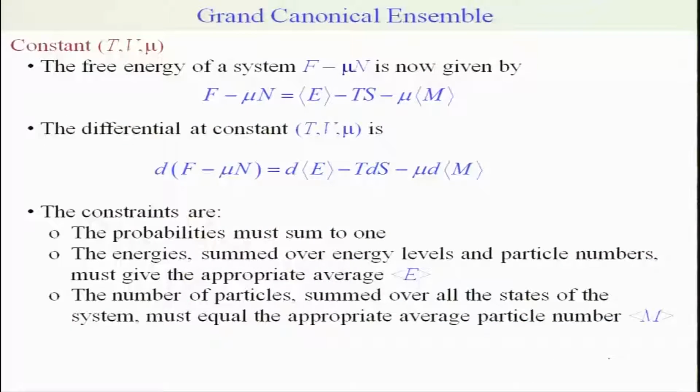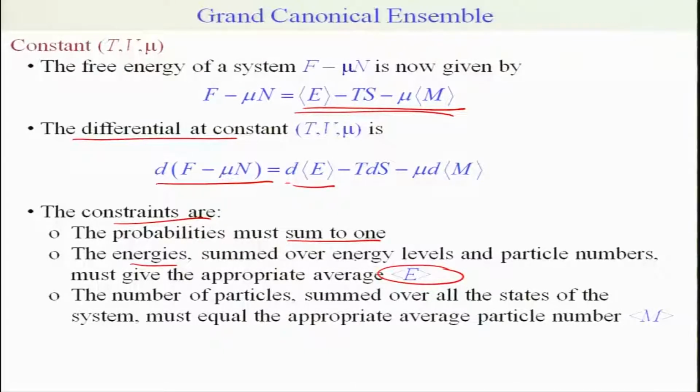Now, with this we can consider this function, and if you want to differentiate it in order to get the minima, then we are going to consider d of f, or in general d average E, T dS minus mu d average N. And the constraints are: the probabilities must sum to 1, the energy summed over energy levels and particle number must give the appropriate energy average of E, and the number of particles summed over all the states of the system must equal the appropriate particle number average of N. Now, without going into how it is done, what we are going to do is write down the expressions of the thermodynamic properties and connections to the partition function of this particular ensemble.